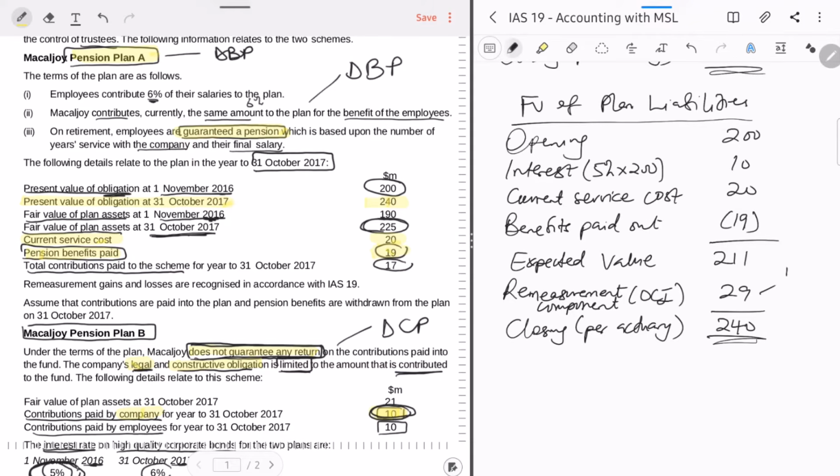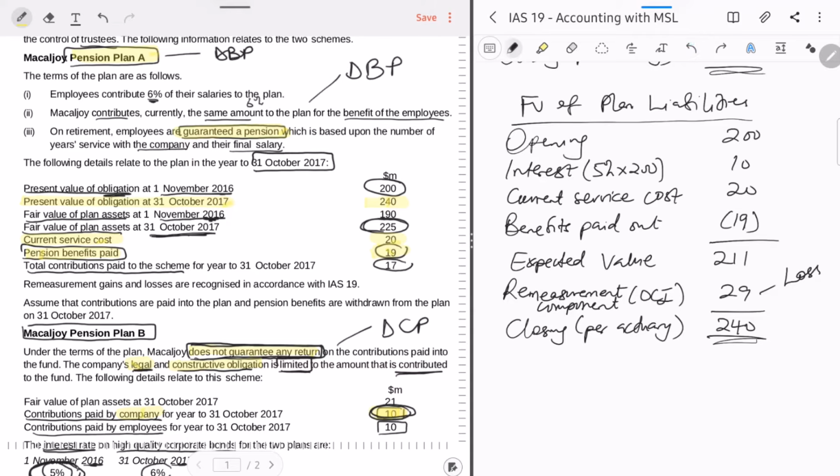This is clearly a remeasurement loss. Why? You were expecting to owe 211. The actuary said, no, hold on. As an actuary, I'm telling you on authority that you actually owe 240. So you have more liabilities in actual fact than you thought you did at 211. So this is what? A loss, a remeasurement loss.